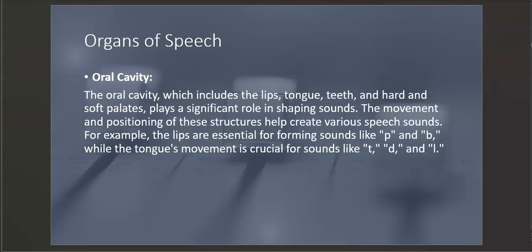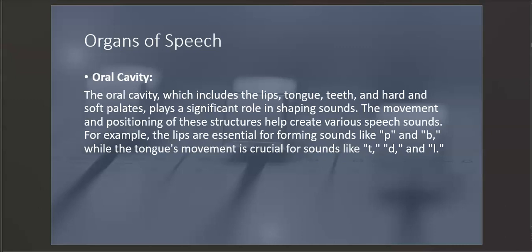Another one is the oral cavity. This is another organ again. The oral cavity, which includes the lips, tongue, teeth, and hard and soft palates, plays a significant role in shaping sounds. The oral cavity is a combination of other features found in the human body. So when you talk about the oral cavity, you're talking about the lips, the tongue, the teeth, and the hard and soft palates that play a significant role in shaping sounds. The movement and positioning of these structures help create various sounds.